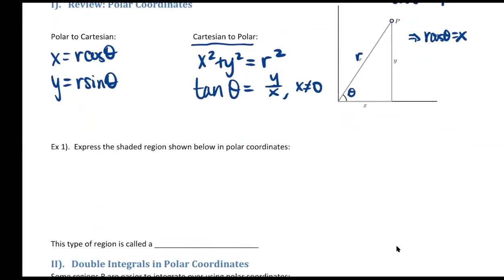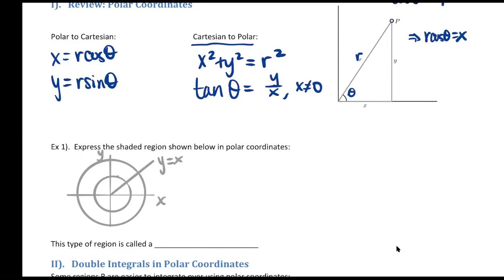Okay, so let's start with, let me just draw a really simple region here. Let's look at this part of an annulus. Let's just say this is y equals x. We'll make it kind of straightforward here. And let's let this radius, this one has radius 1, this one has radius 2. And I want to describe just this part in here.